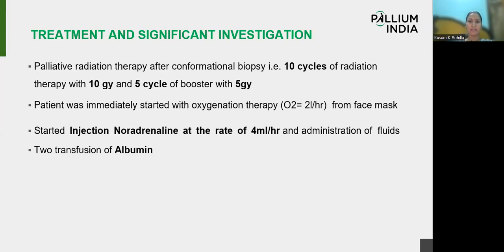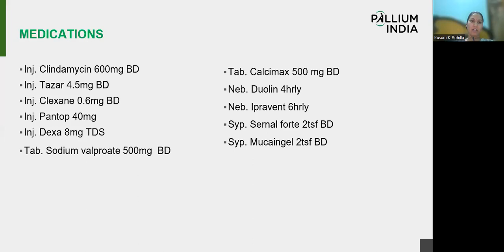With the face mask, we started oxygen at 2 liters per minute. Then we started an injection of Norad at the rate of 4 ml per hour and administered fluids. Two transfusions of albumin were given. Along with that, medications like clindamycin, tazer, clexane, pantop, dexa, sodium valproate, and calcimex were given. Duolin and Ipravent nebulization was started, 4 hourly and 6 hourly. Then syrup Serenal and Mucaine gel were started for this patient.